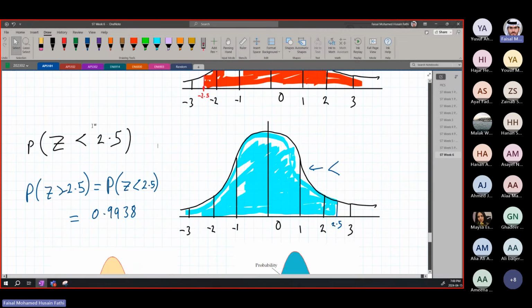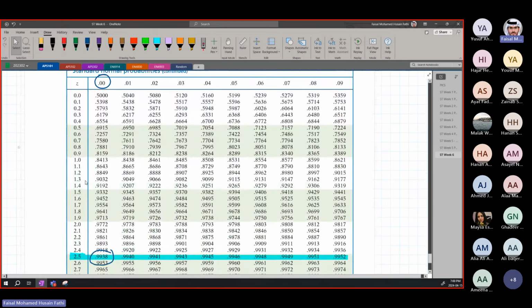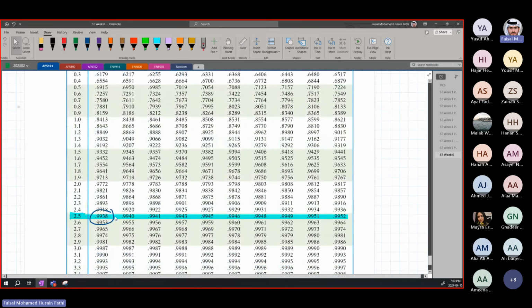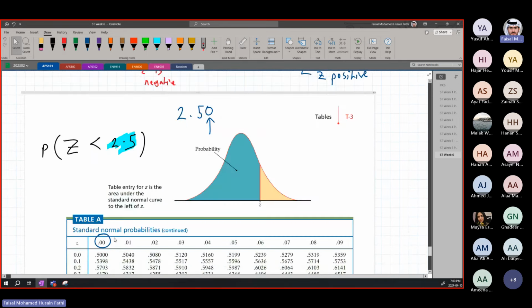And now that you have less than, you just look at the value up in the table, and then wherever the value is, you will take the value, and that will be your probability in the curve.